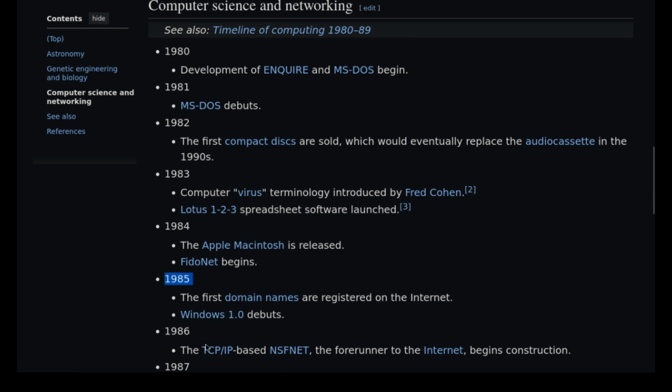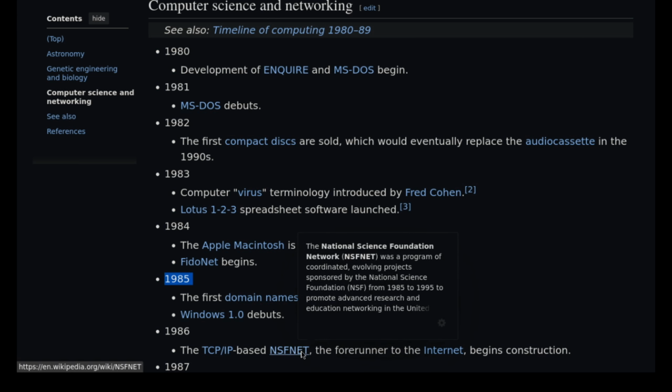1986, the TCP/IP-based NSFNet, the forerunner to the internet, begins construction. Maybe I was confusing FidoNet with NSFNet. What is the difference between them? The National Science Foundation Network, NSFNet, was a program of coordinated, evolving projects sponsored by the National Science Foundation from 1985 to 1995 to promote advanced research and education networking in the United States.